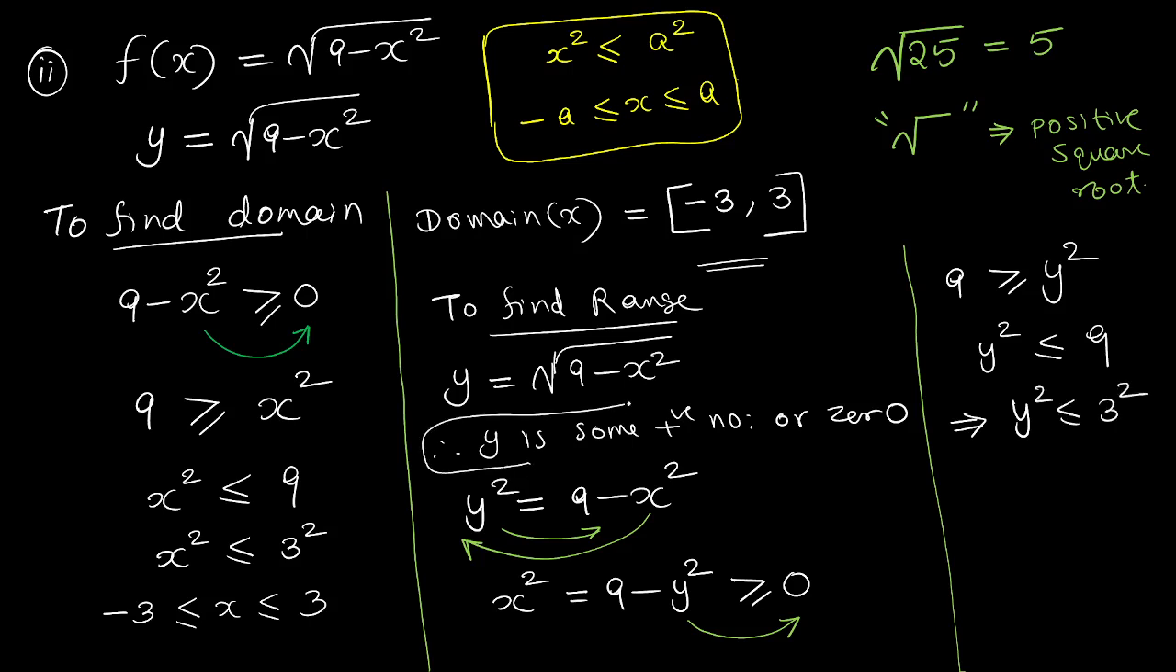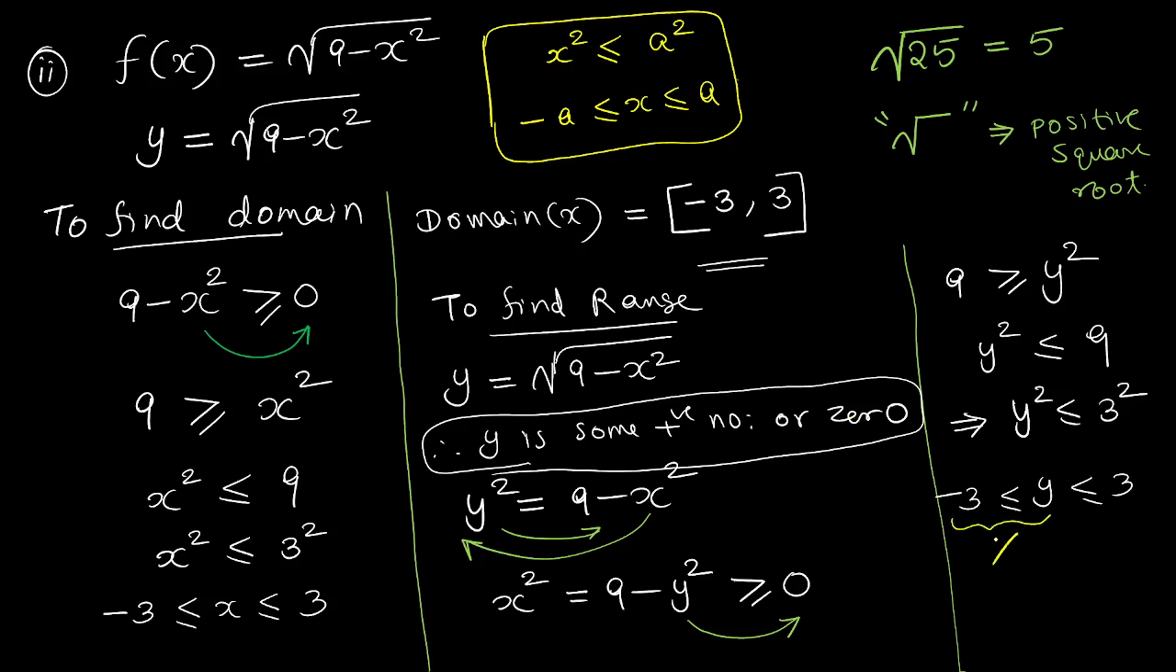Let me put it in a box. This condition will be used later. Y square less than or equal to 3 square means y lies between plus 3 and minus 3, because we studied that: if x square less than or equal to a square, x lies between plus or minus a. If y square less than or equal to 3 square, y lies between plus or minus 3. But there is a condition I initially wrote, y only takes a positive number or 0. So the negative numbers are to be rejected. There is a condition that y must be some positive number or 0. So these negative numbers should be rejected.